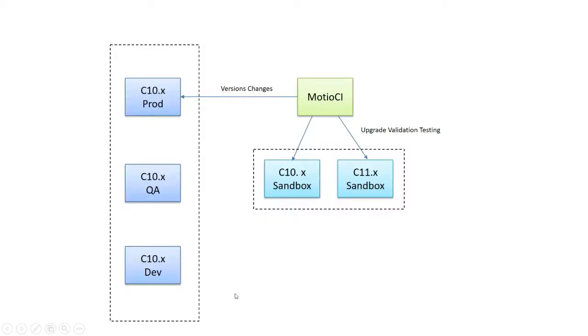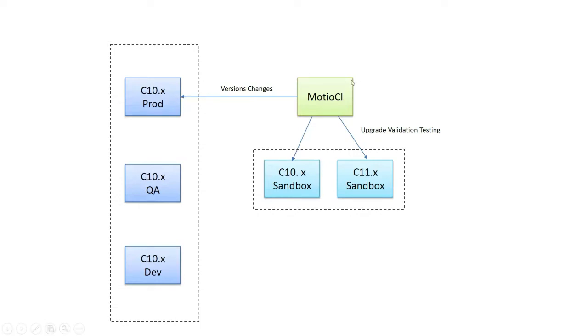Today's talk is going to be focused on utilizing MoDio-CI to provide a scientific and disciplined approach to evaluating the impact of a Cognos upgrade on your BI content and configuration. The topology we're going to talk about today, which is pretty common, is starting with a customer that has environments similar to what's shown on the left side, where the customer has a 10.x development environment, a 10.x QA environment, and a 10.x production Cognos environment.